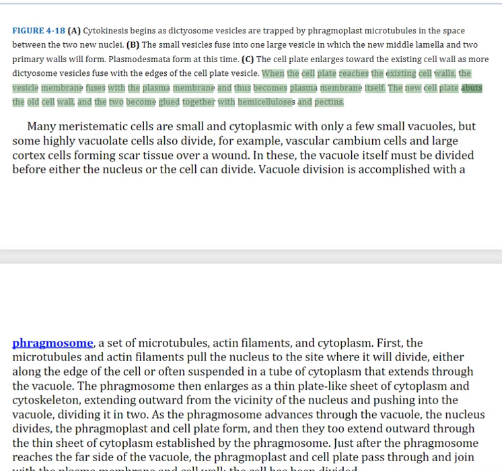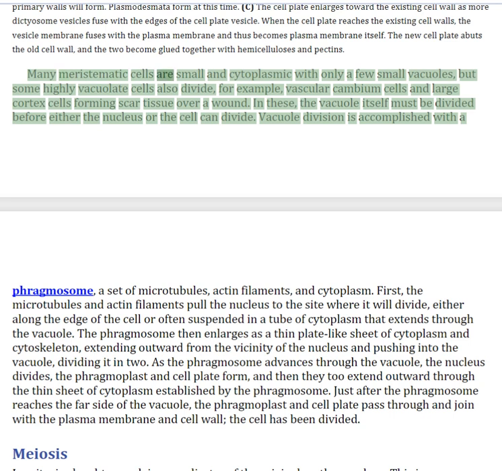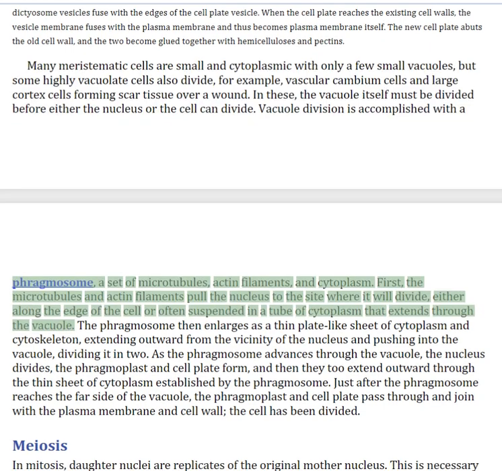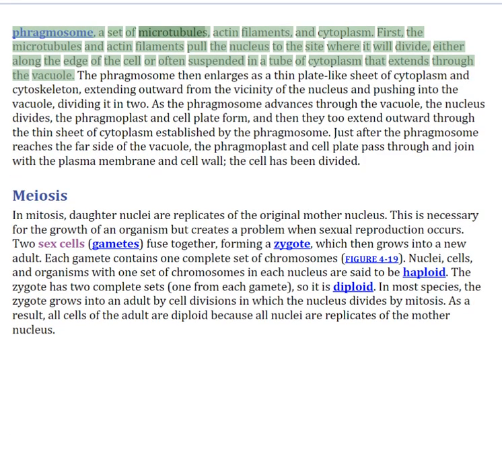The new cell plate abuts the old cell wall, and the two become glued together with hemicelluloses and pectins. Many meristematic cells are small and cytoplasmic with only a few small vacuoles, but some highly vacuolate cells also divide, for example, vascular cambium cells and large cortex cells forming scar tissue over a wound. In these, the vacuole itself must be divided before either the nucleus or the cell can divide. Vacuole division is accomplished with a phragmosome, a set of microtubules, actin filaments, and cytoplasm.